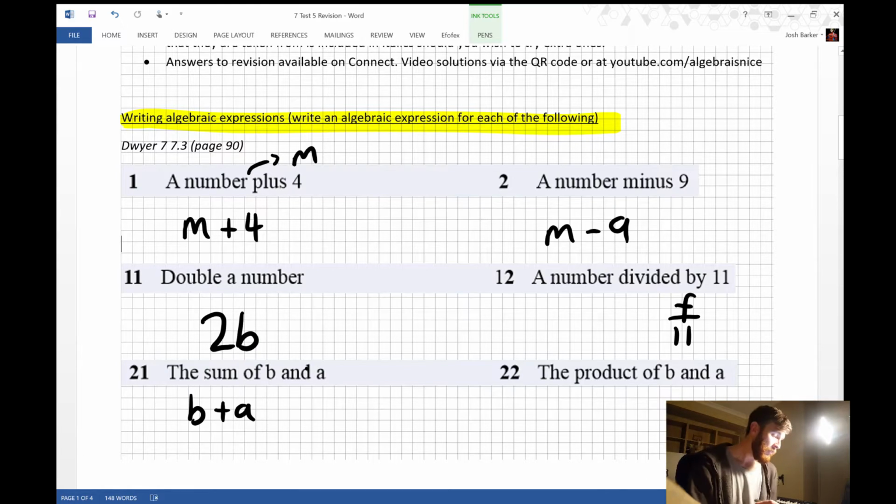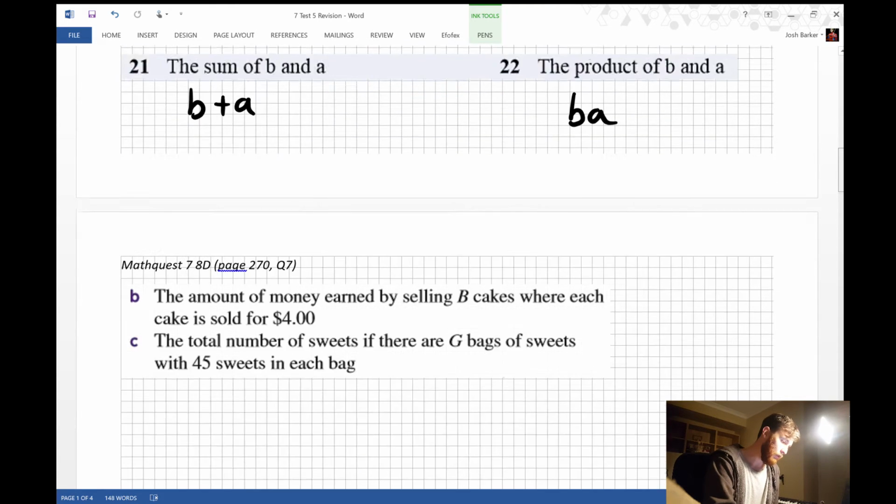That's fine. And I've chucked this in just to remind you of a bit of the language. When it says the product of B and A, when you find the product of something, it means to multiply them. Like the product of 6 and 3 would be 18, for example, because 6 multiplied by 3 is 18. So the product of B and A will be B multiplied by A, or, like I've said before, as we just write in algebra, BA is fine. Cool, it's pretty straightforward, hopefully.